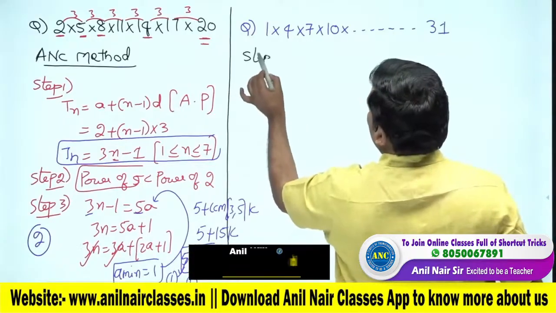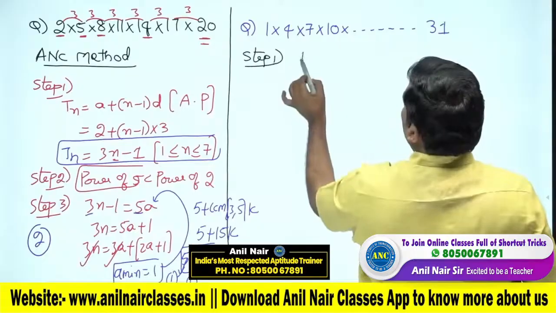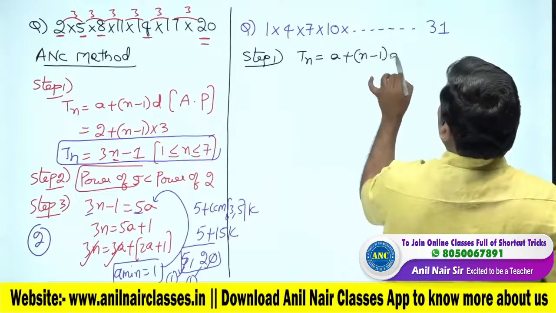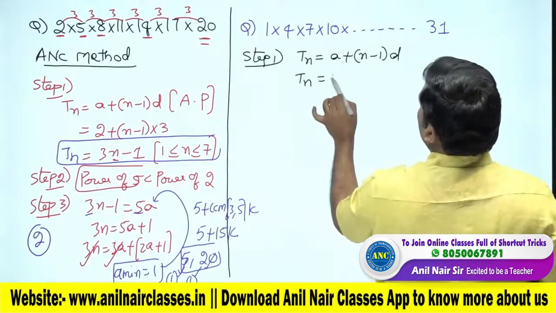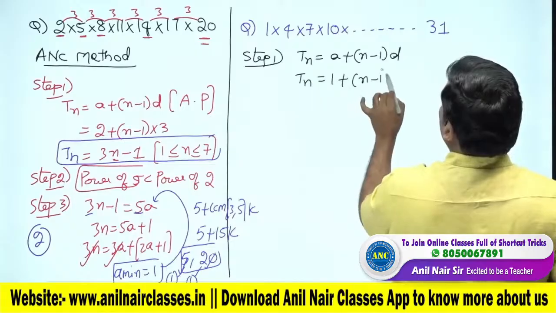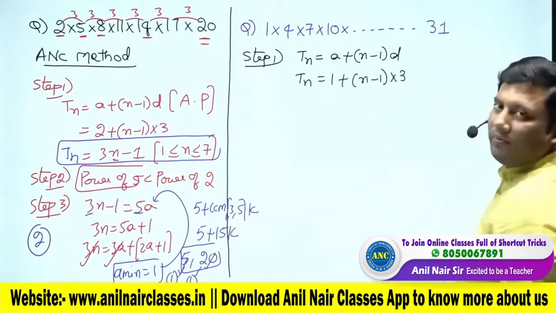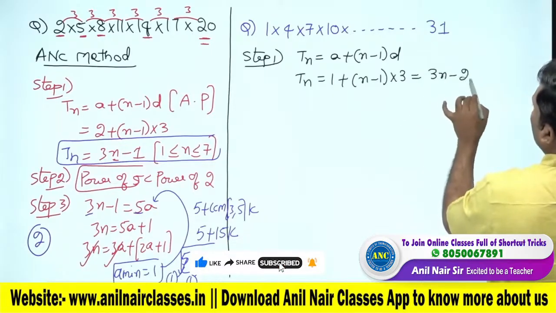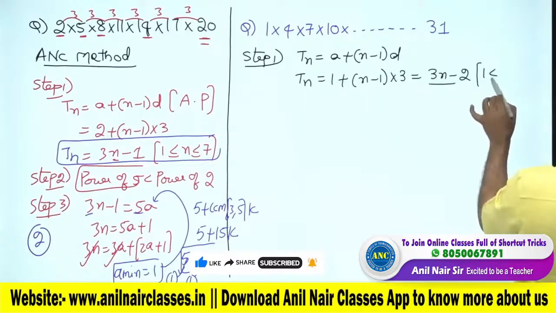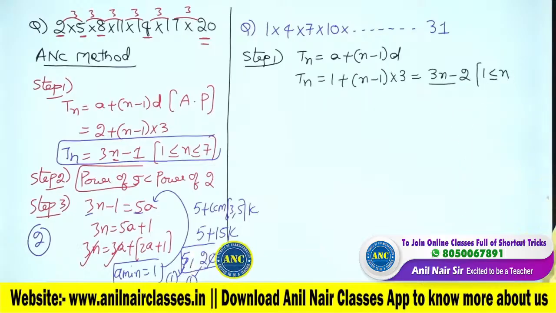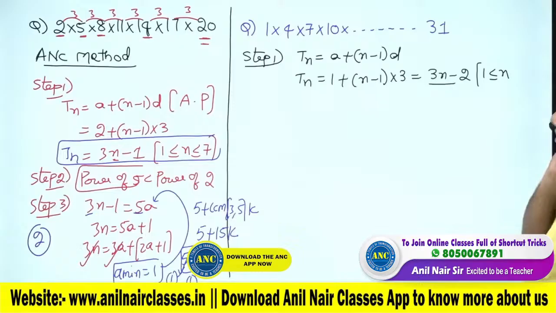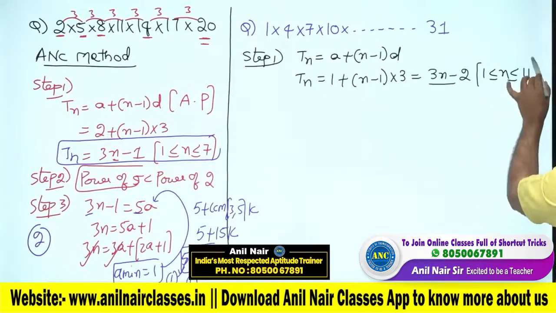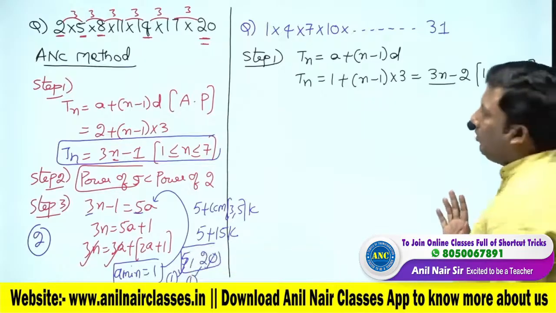Step number 1. These terms are in AP. Tn equals a plus n minus 1 into d. Are you all with me? So Tn equals a plus n minus 1 into the difference, which is 3. So 1 plus n minus 1 into 3, this is 3n minus 2. N can start from 1. Can n take 10? 30 minus 2 is 28. 3 elevens are 33 minus 2, 31. So 1 is less than or equal to n, which is less than or equal to 11. I hope it is clear.